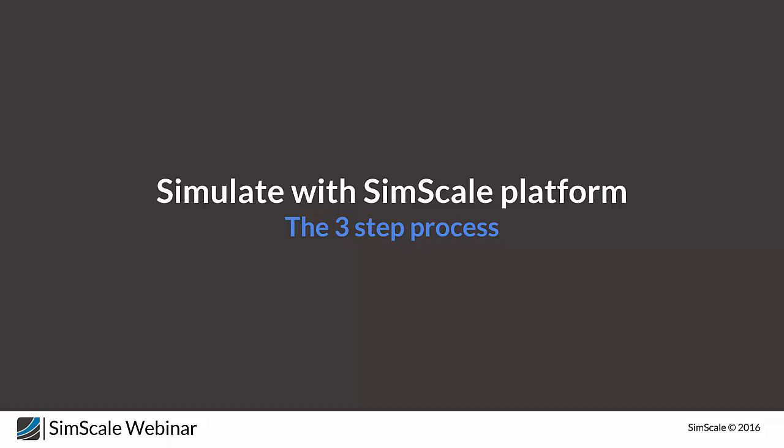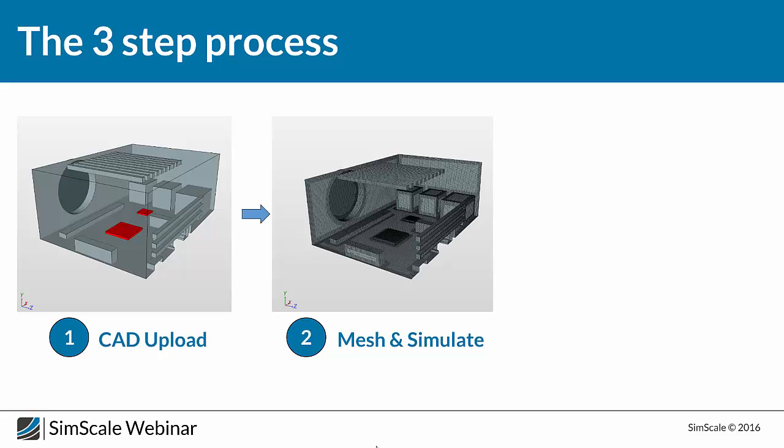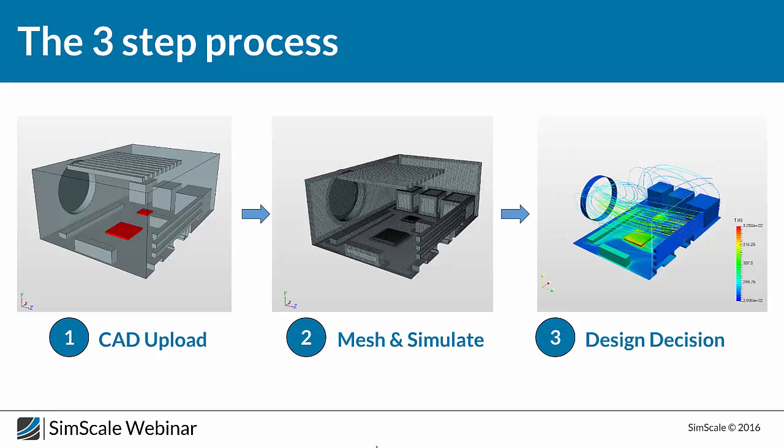Using the SimScale platform to simulate, as I told you earlier, it is a 3-step process, and now let us look into it quickly. The first step is the CAD upload. So you do the CAD model in any of the CAD software and then import it directly into SimScale, and then you create a mesh and set up a simulation, and then look at post-processing and do some design changes if required in order to get the desired results.